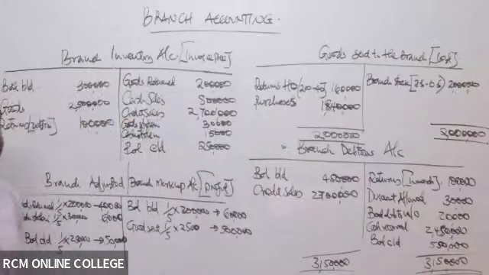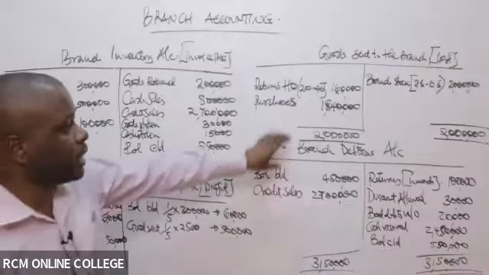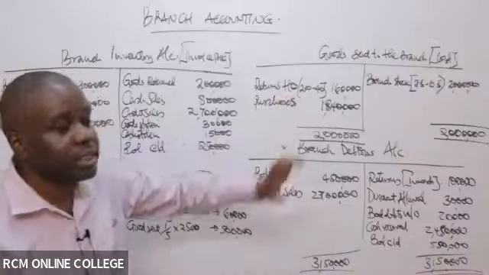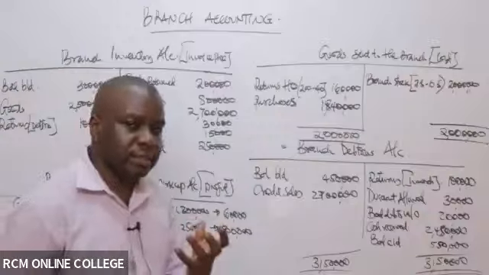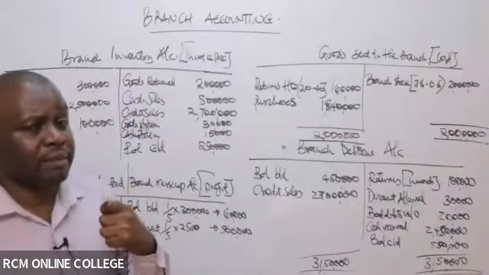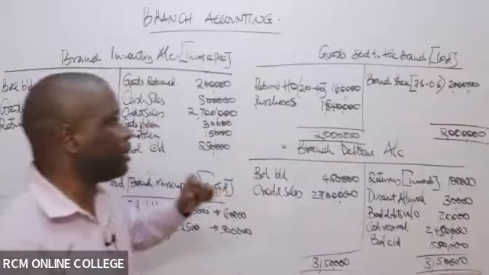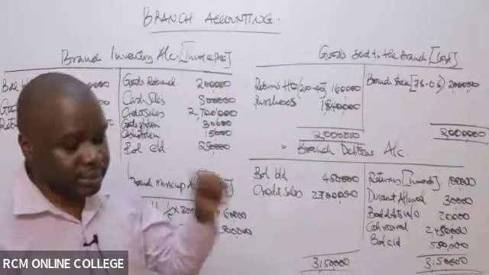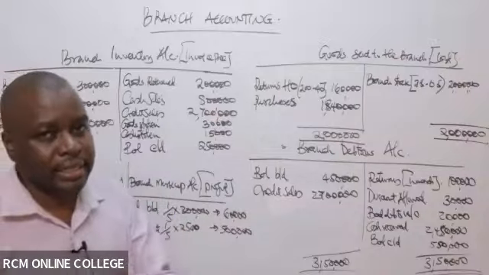So in this case, if they are coming up with a P&L for that branch, this balancing figure in the goods sent to the branch will now be the purchases that they acquired. Remember, when the head office sends the goods to the branch, that is like a sale by the head office.